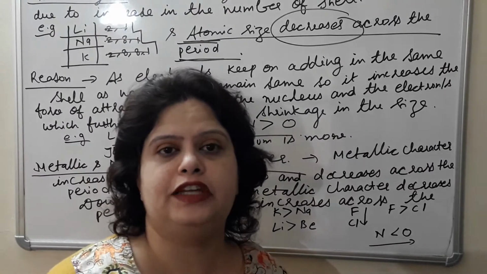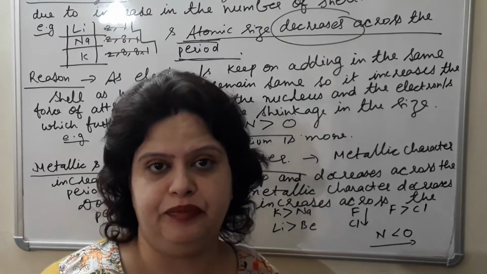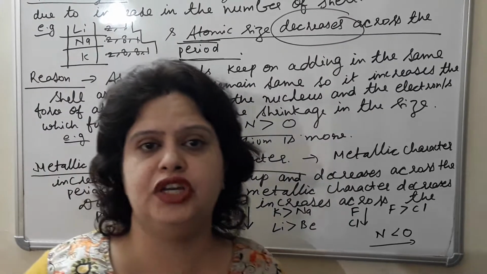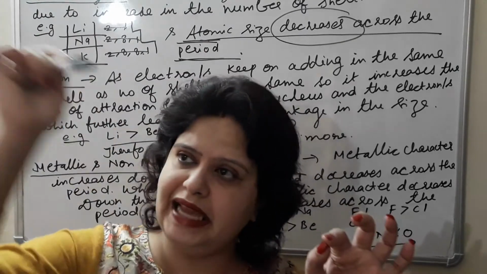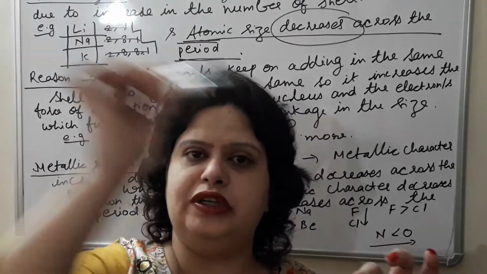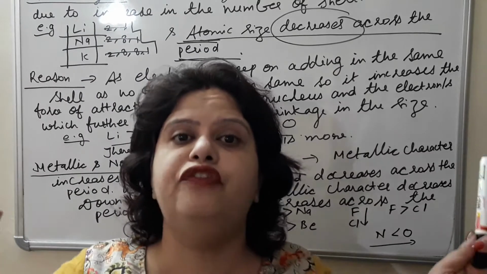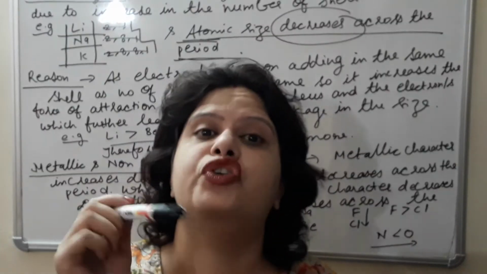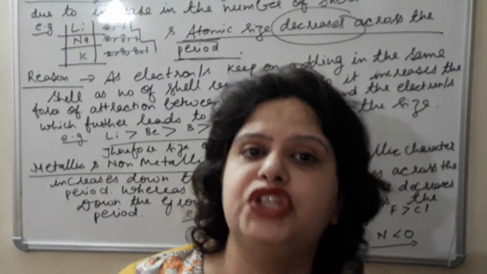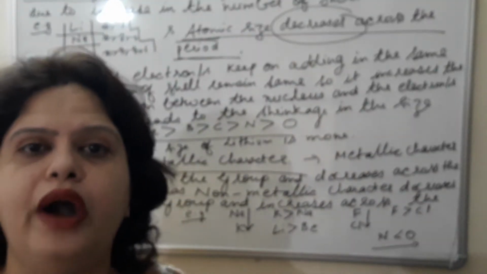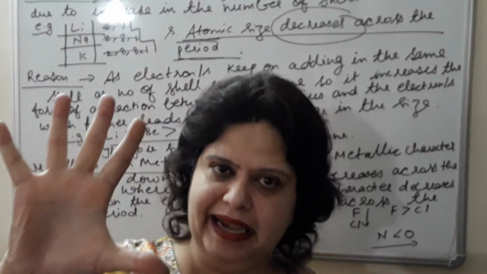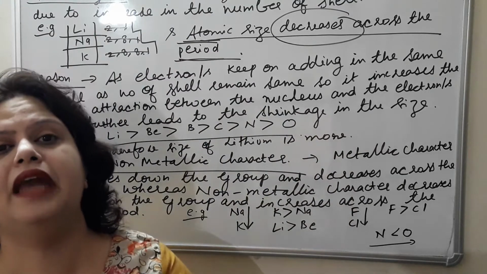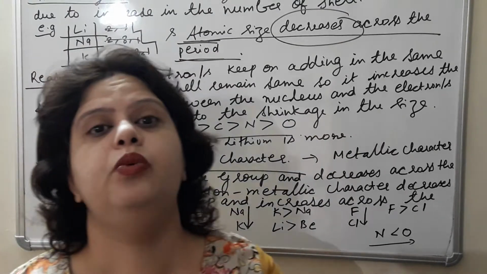And because the number of electrons keeps on increasing in the same shell, the force of attraction, because electrons are also charged particles, the force of attraction between the nucleus and the electrons in the outermost shell also increases. So when the force of attraction increases, again listen to me, when the force of attraction increases, shrinkage occurs in the size as we move from left to right in the modern periodic table. Earlier it was like this, like this, like this. So shrinkage occurs in the size due to increase in the number of electrons in the valence shell.